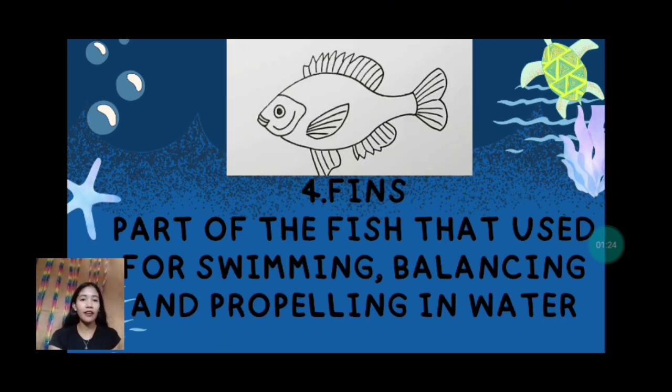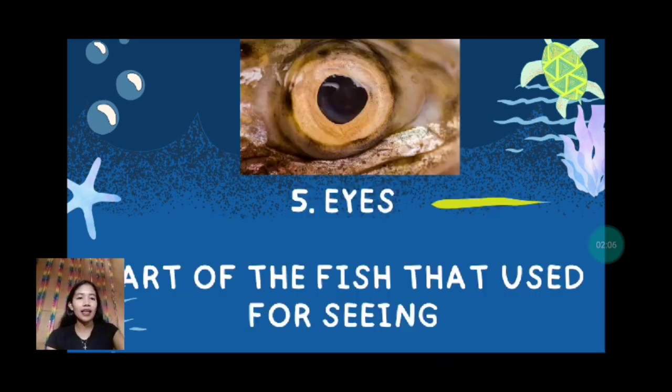Next, we have here the fins. The fins are a part of the fish used for swimming, balancing, and propelling in water. The fins of the fish have various functions including propulsion, stability, and balance. The different types of fins are the dorsal fin, pectoral fins, pelvic fins, and caudal fin. They work together to enable the fish to swim, change directions, maintain position in water, and navigate through its aquatic environment effectively.